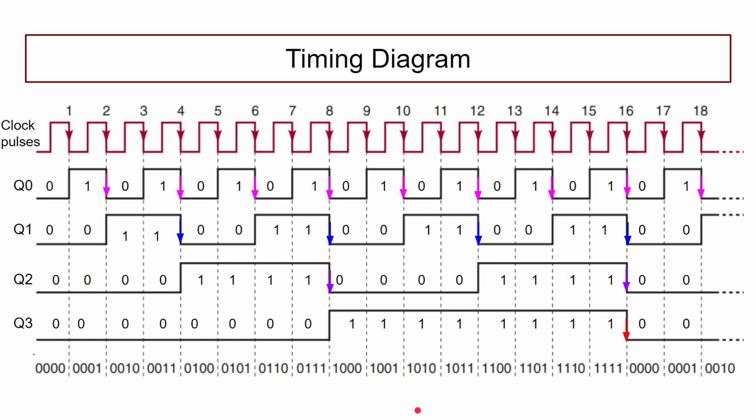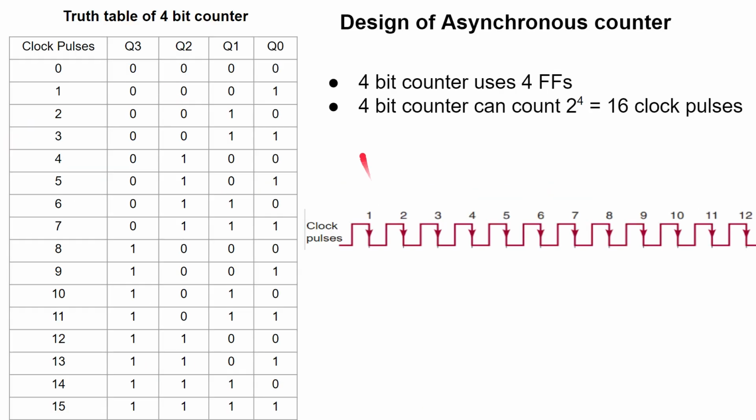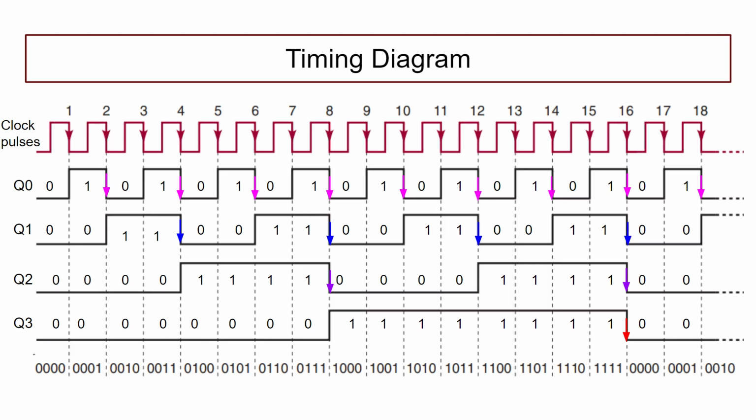Here we show the timing diagram of the clock pulse and the counter outputs Q0, Q1, Q2 and Q3. As you can see from the truth table, the value of Q0 changes for every clock pulse. In other words, Q0 toggles for every clock pulse, Q1 toggles for every 2 clock pulses, Q2 toggles for every 4 clock pulses, and Q3 toggles for every 8 clock pulses. So, these clock pulses and the outputs of the 4-bit ripple counter are shown here in the form of a timing diagram.